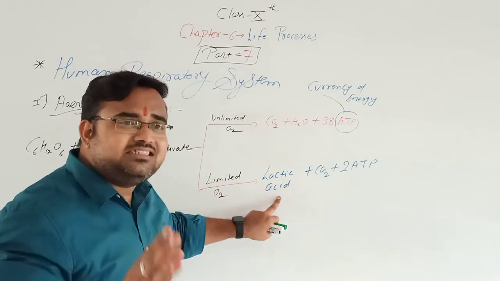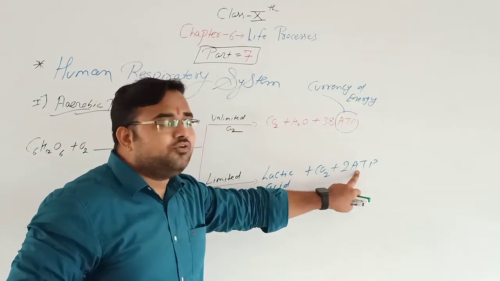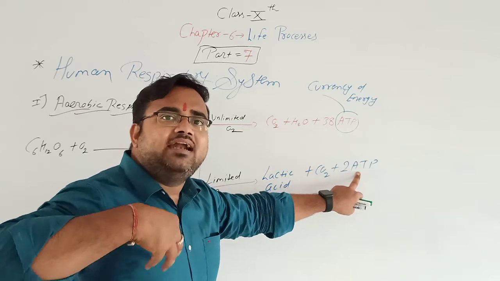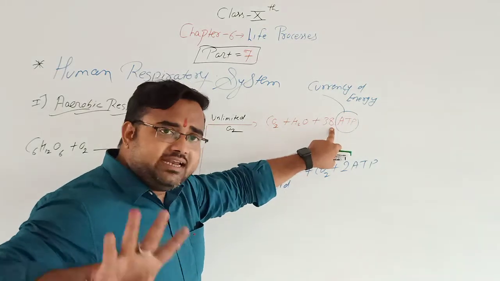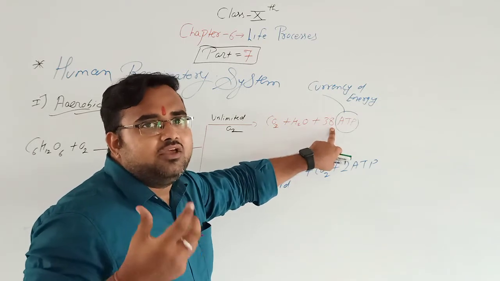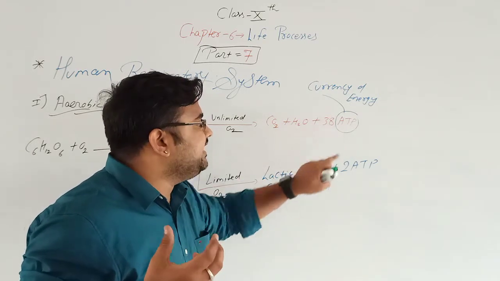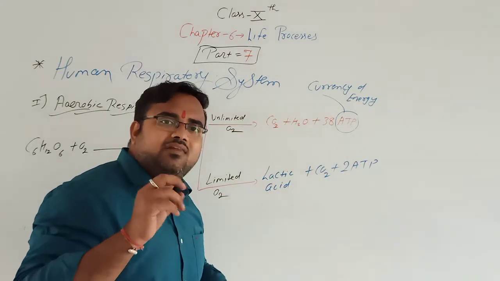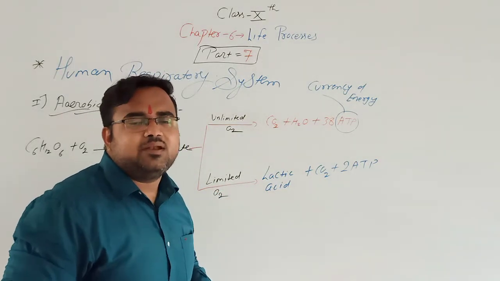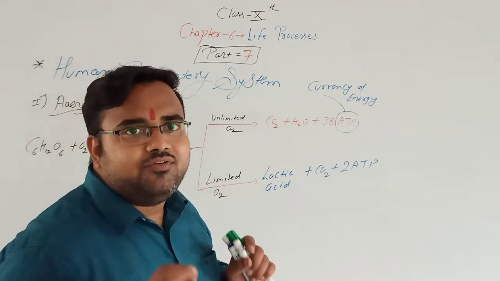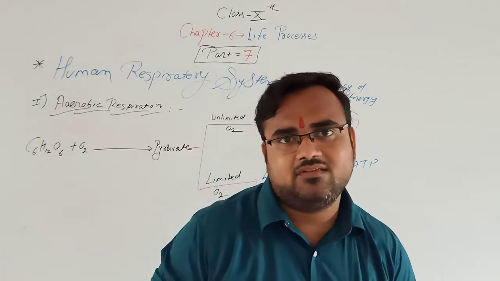If the glucose does not break down fully due to the limited oxygen, then lactic acid will be formed and the energy will be only 2 ATP. Only 2 ATP will be released, which means we will feel tiredness. See here, 38 ATPs are present, which means a huge amount of energy. But compared to 38, here there is only 2 ATP, which means very little energy. Therefore, due to this less energy released, we feel tiredness or drowsiness.